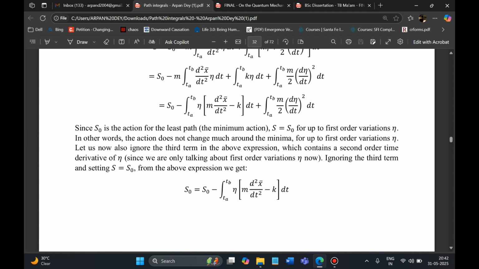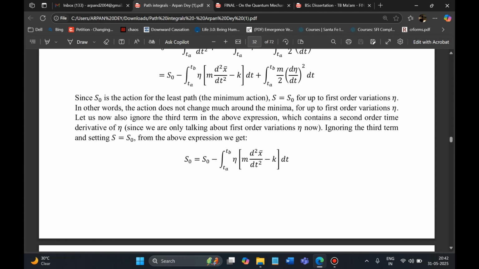Okay, so now we can write, since S naught is the action for the least path or the minimum action, S equals S naught for up to first order variations in eta. In other words, we can say that the action does not change much around the minima for up to first order variations in eta. Of course, for a minima or a maxima, the first order derivative will be 0. The second order derivative will be either positive or negative depending on whether it's a minima or maxima, but the first order derivative will be 0. So by this logic we will be ignoring this third term, because here we have d eta/dt which will be 0, the first order derivative. So if this is 0, then this entire term goes to 0. So we ignore the third term and we are left with the action S.